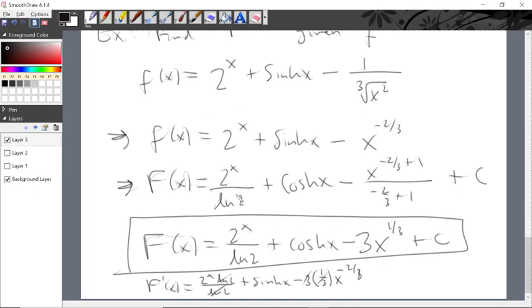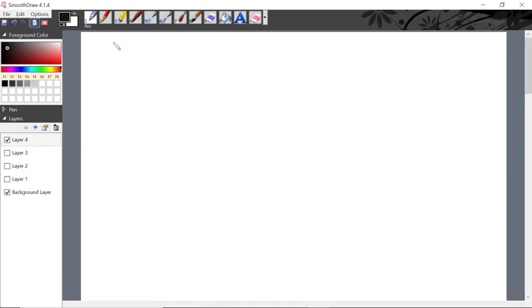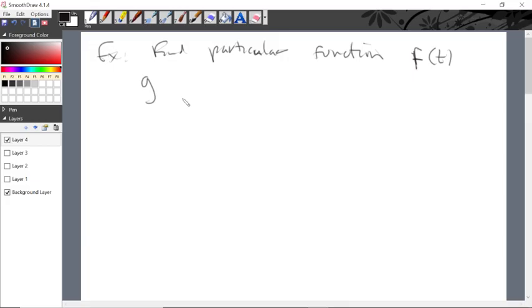Okay, let's find some other particular functions. Okay, example. Find a particular function. Let's call our function just f of t. The particular function as opposed to general function here. Okay, given f prime of t is equal to 4 over 1 plus t squared, and the condition that f of 1 is equal to 0.